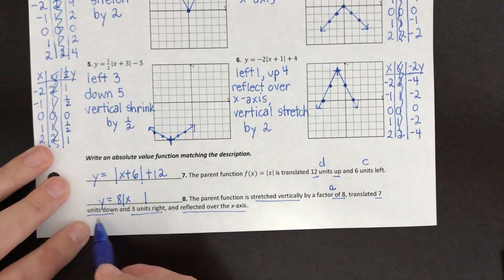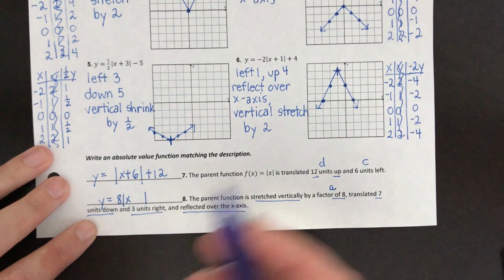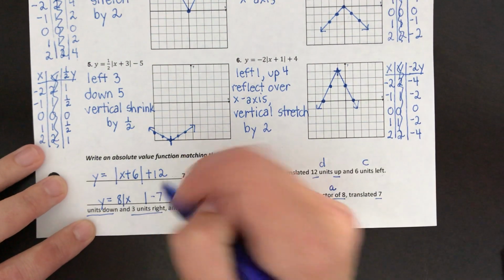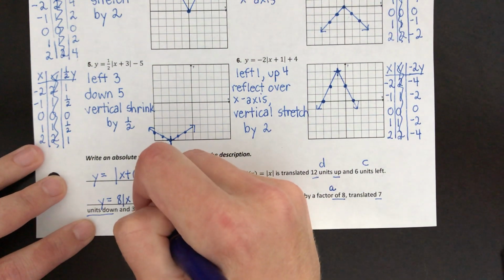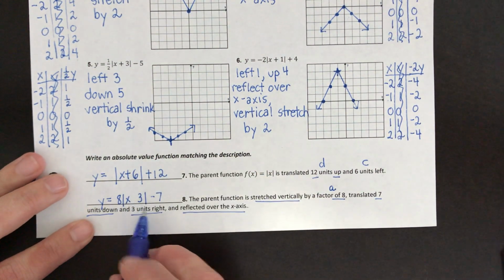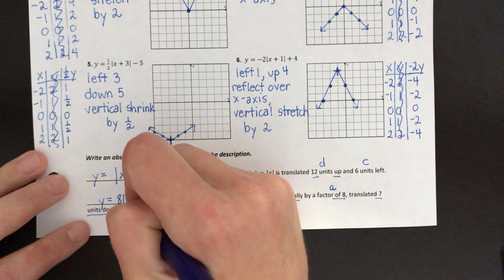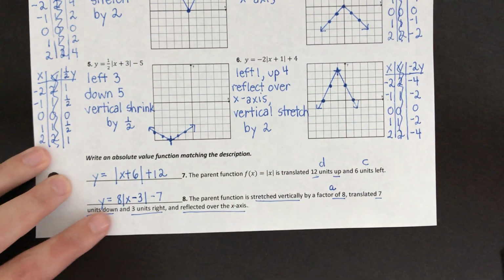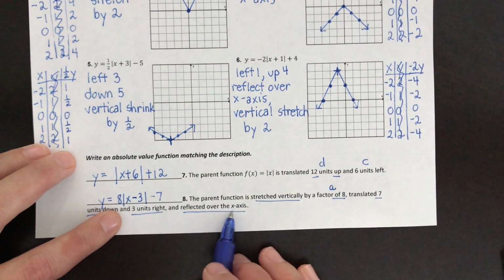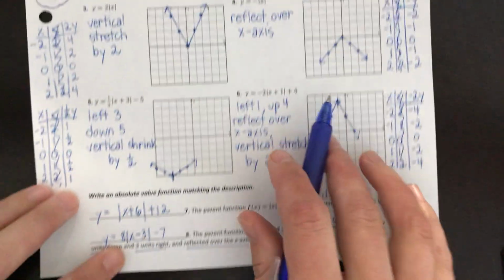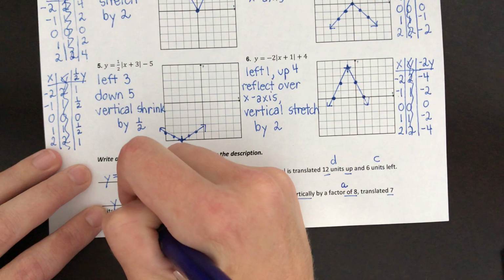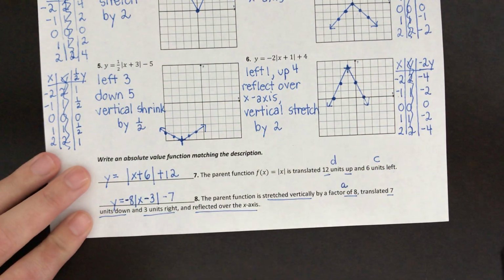Okay, translated 7 units down. Down is our D value. Okay, down is going to be -7 on the outside. 3 units to the right, remember right or left goes in here. And you would think it would be plus, but it's actually opposite of intuition here, so it's minus. And then last but not least, remember that reflection over x comes from that negative on the outside, right directly in front, I should say.